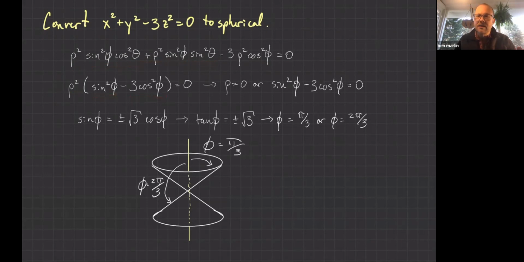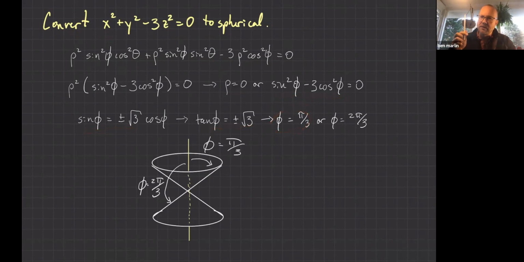Now, if that is equal to 0, then that says one of the two factors was 0. If you got rho equals 0, that's the sphere of radius 0 centered at the origin. In other words, it's just the single point at the origin. The other option is having this sine squared phi minus 3 cosine squared phi equals 0. So if you go ahead and solve for it, that gets you that the tangent of phi is going to be either plus or minus radical 3. Tangent phi equal radical 3 is a special angle, and that gets you pi over 3.